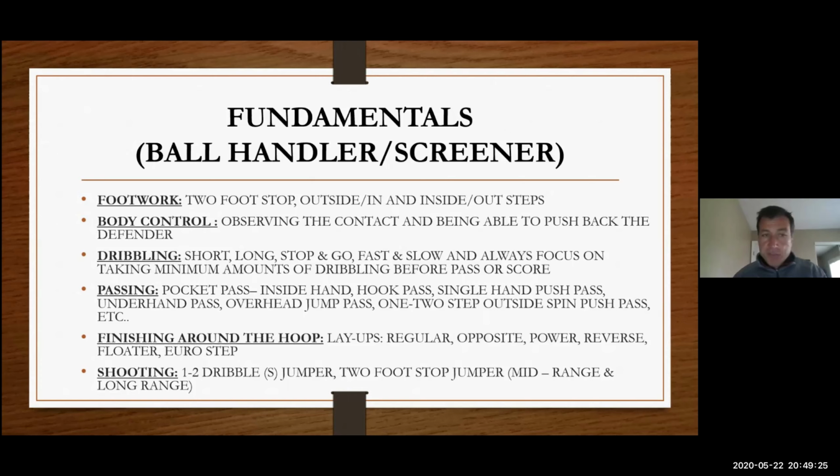So there are a lot of different dribbling drills that we usually do to get our players comfortable utilizing these opportunities to set the defender up and use the pick. So dribbling, we teach a lot of short, long, and a lot of stop and go. As I was showing you, the guard finishes around the hoop. You saw a lot of short dribble, long dribble, a lot of stops and goes, a lot of fast and slow, a lot of change of directions, and always focusing on taking the minimum amount of dribbling before pass or score.